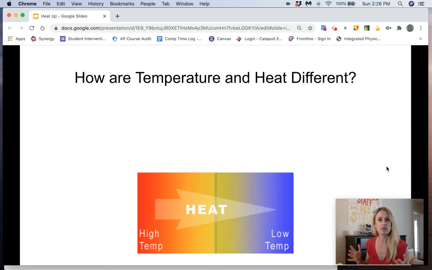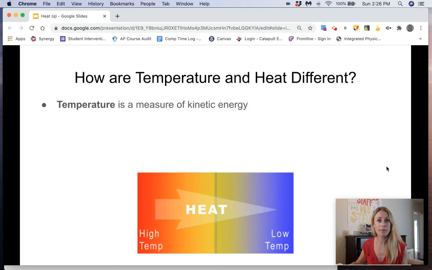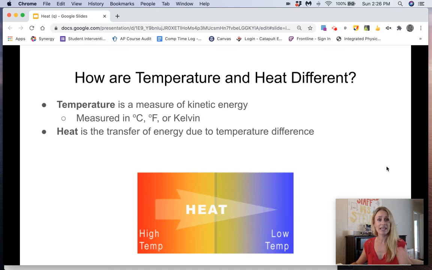Now, a lot of people use these two terms interchangeably, and they are very similar, but they're not the same thing. So, temperature is a measure of kinetic energy in chemistry, and we've talked about this before. We measure temperature in degrees Celsius, degrees Fahrenheit, or in Kelvin. Heat, on the other hand, is the transfer of energy due to a temperature difference. So, in this picture right here, you can see that the heat is being transferred from the high temperature to the low temperature object. And you guys have probably seen this before.